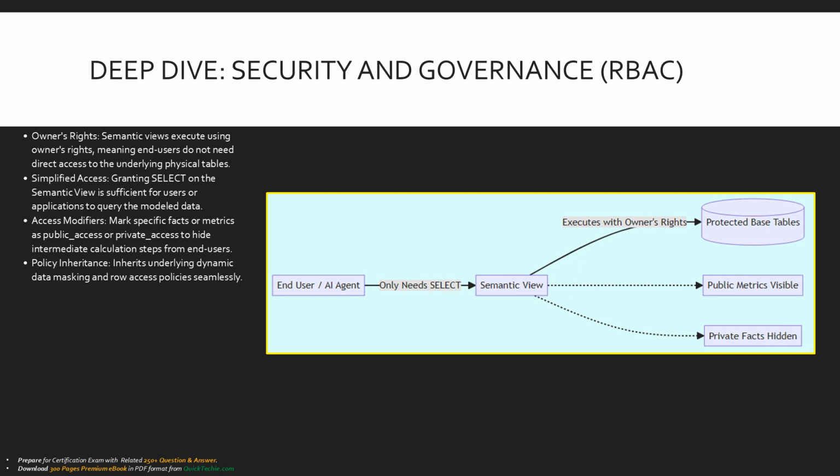Examine the security flow. The end user or AI agent on the left is heavily restricted. They only need, and only receive, select access to the semantic view itself. They are completely blocked from the protected base tables. The semantic view, executing with elevated owner's rights, reaches down to pull the necessary data securely. It then filters the exposure. Public metrics are made visible to the user, while private facts, used only for internal math, remain strictly hidden. It is a perfect zero-trust boundary.